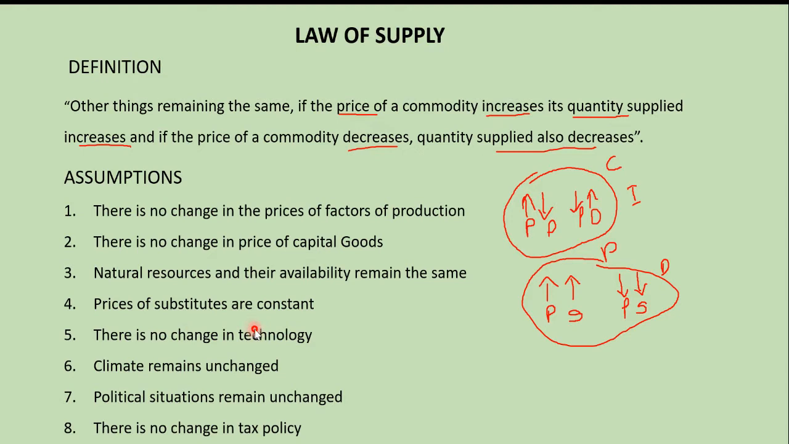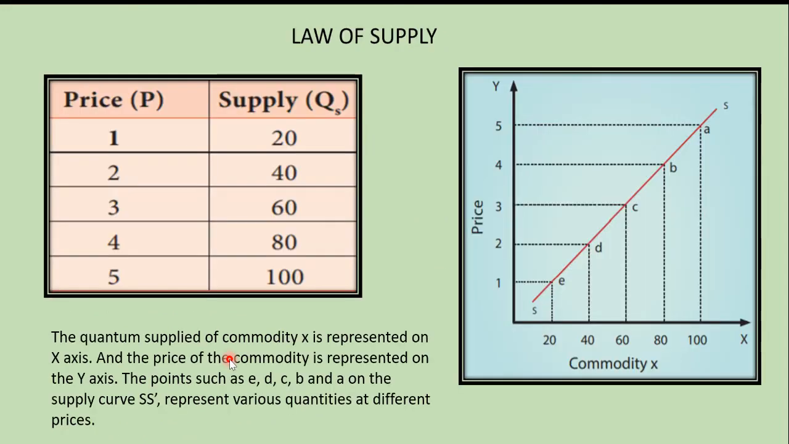Prices of substitutes are constant. I told you what are substitutes. Tea ku substitute is coffee. Pepsi ku substitute is Coke. These are called substitutes. So price of substitutes are constant. There is no change in the technology. Climate remains unchanged. Political remains unchanged. Then the last one, there is no change in the tax policies. So these are the assumptions for the law of supply.